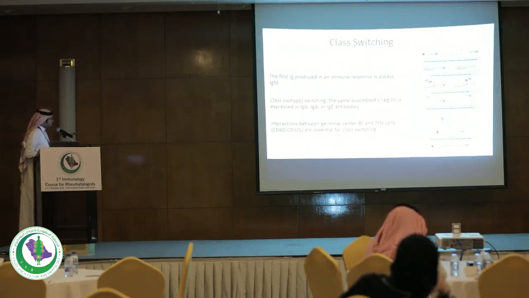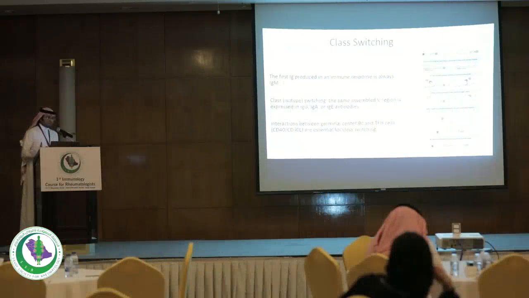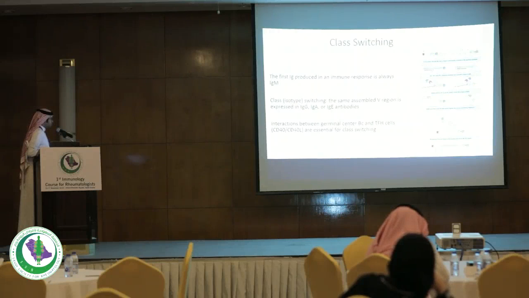What about class switching? In brief, class switching basically means switching the isotype of the antibody with the same antigen specificity. An important part of this process is the CD40 ligand signaling from the follicular T cell to the B cell. As I said, B cells by default initially produce IgM. In order for the B cell to switch to other types, it needs help from the T cell, and this help is delivered through the CD40 ligand.